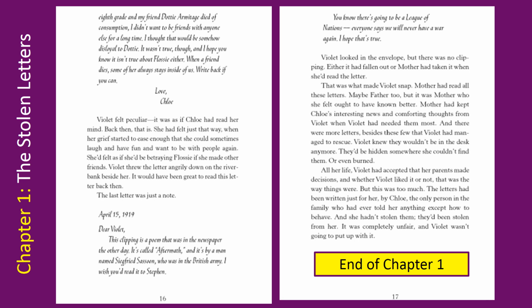All her life, Violet had accepted that her parents made decisions, and whether Violet liked it or not, that was the way things were. But this was too much. The letters had been written just for her by Chloe, the only person in the family who had ever told her anything except how to behave. And she hadn't stolen them. They'd been stolen from her. It was completely unfair, and Violet wasn't going to put up with it. End of Chapter 1.